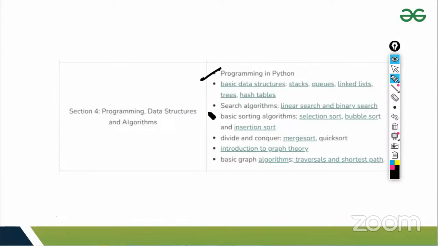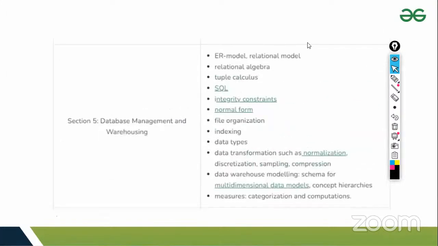Last year, these questions were asked: search algorithm questions, divide and conquer, and introduction of graph theory. These four questions, even the search question, came. That is the binary search problem. They have also asked this problem. So we cannot confirm that if a question was asked in the previous year, then they will not ask it this year, because the syllabus is huge. It might be possible that they will not ask, it might be possible that they will ask. But for your surety, cover the entire topic.